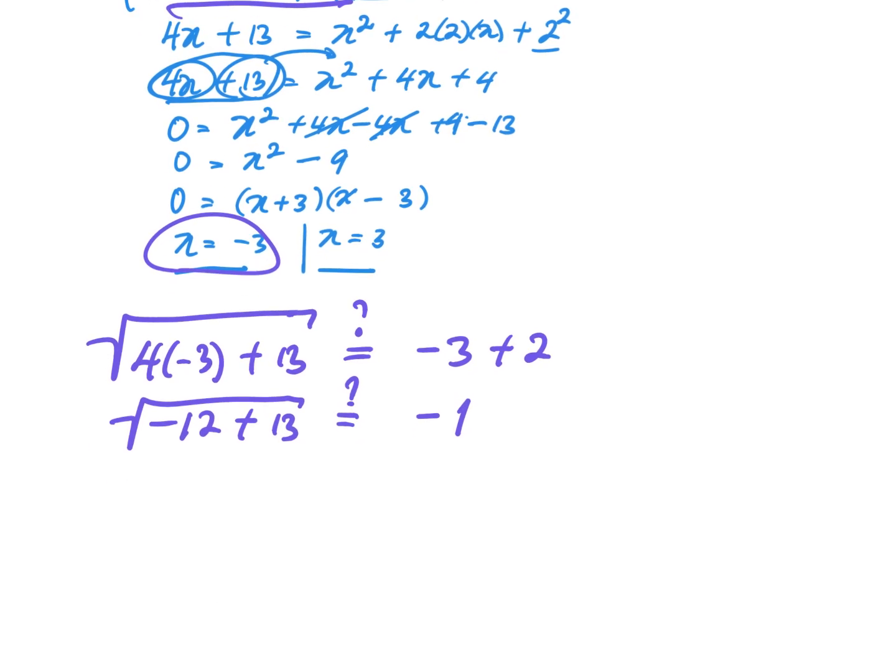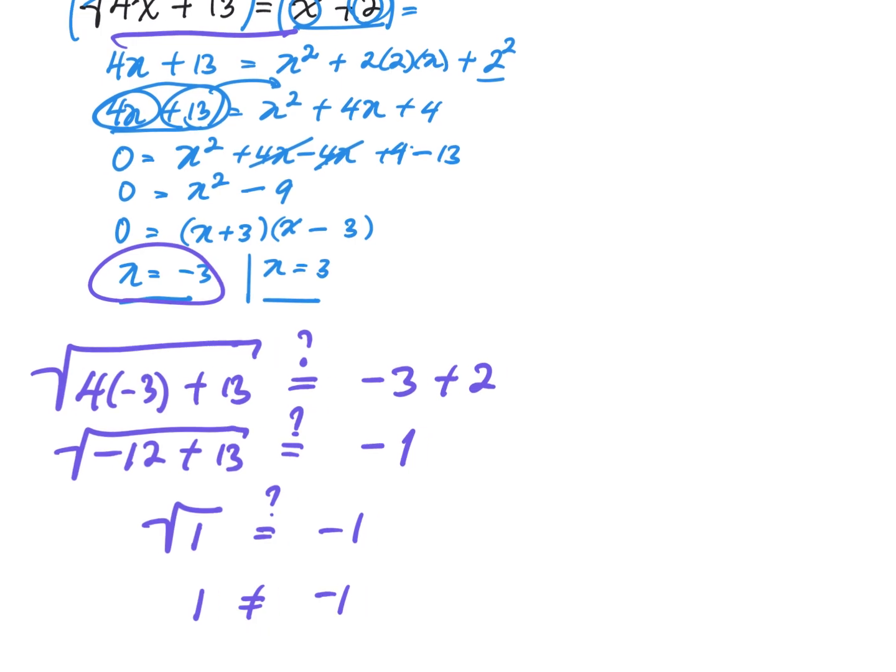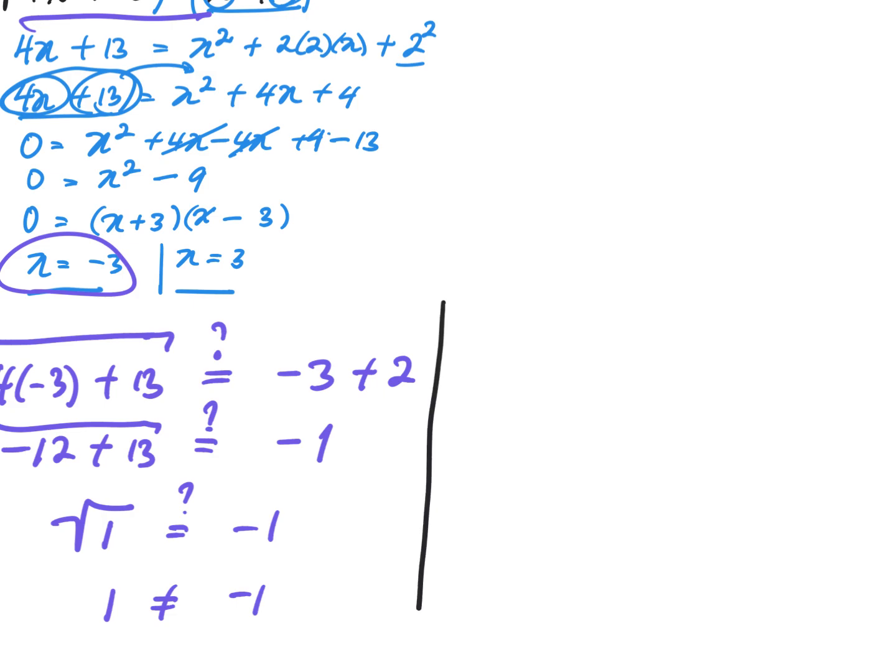Now in here we can say that this is going to give you the square root of 1. I don't think they are equal because 1 is not equal to negative 1. So x equals negative 3 is extraneous. Now let's look at x equal to 3.